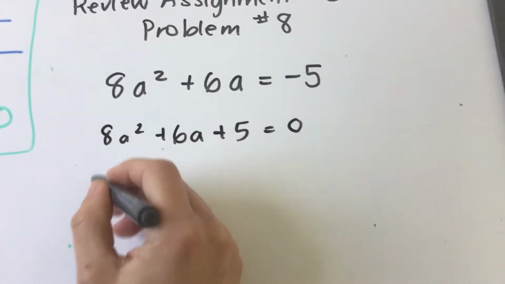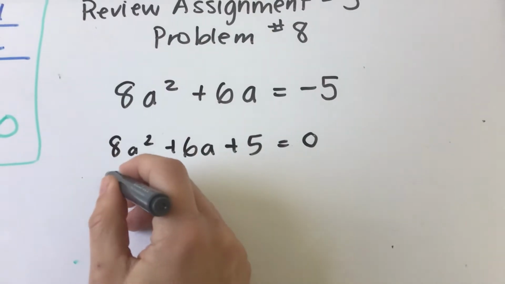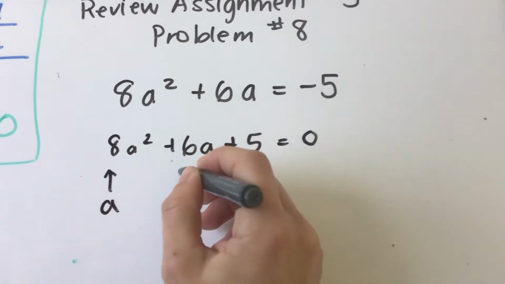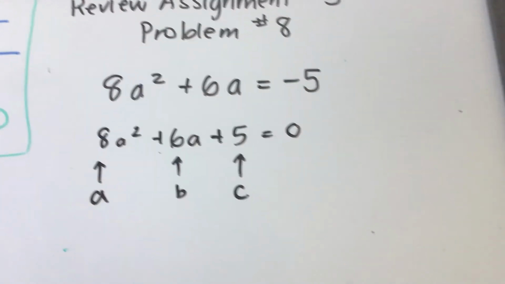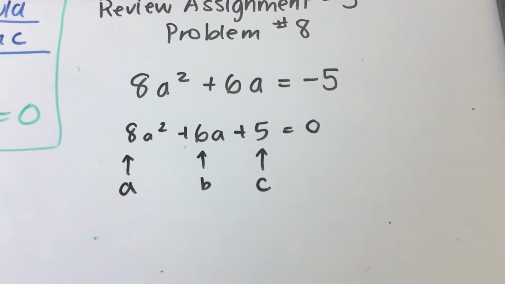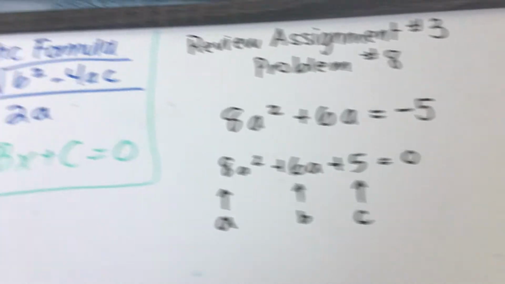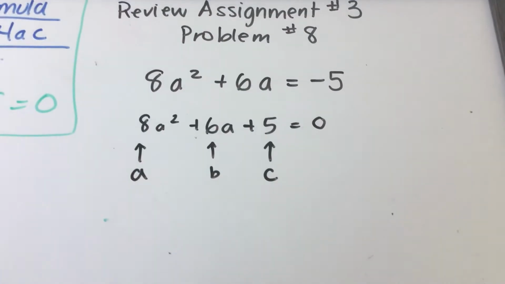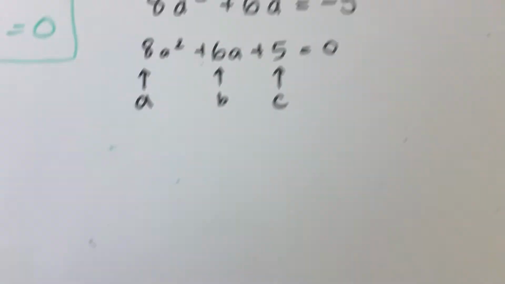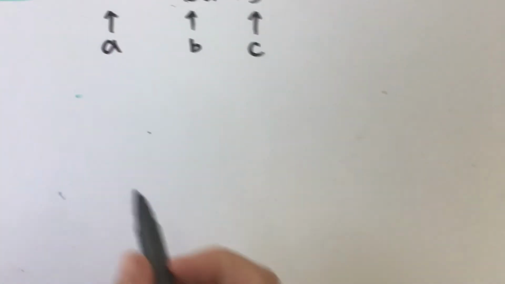Then I need to identify my a, b, and c values. So remember, this is my a value, this is my b value, and this is my c value. Okay, so what that means is when I apply the quadratic formula, so this formula right here, I need to substitute in the proper values. So I'm going to go ahead and substitute them in.